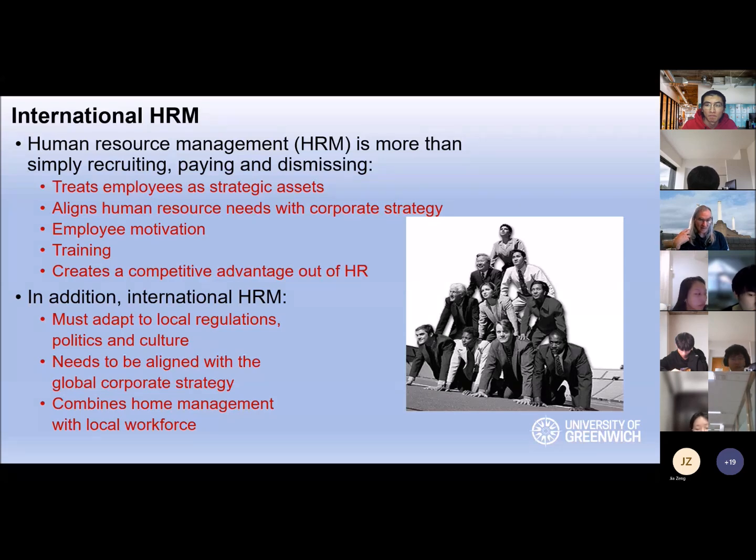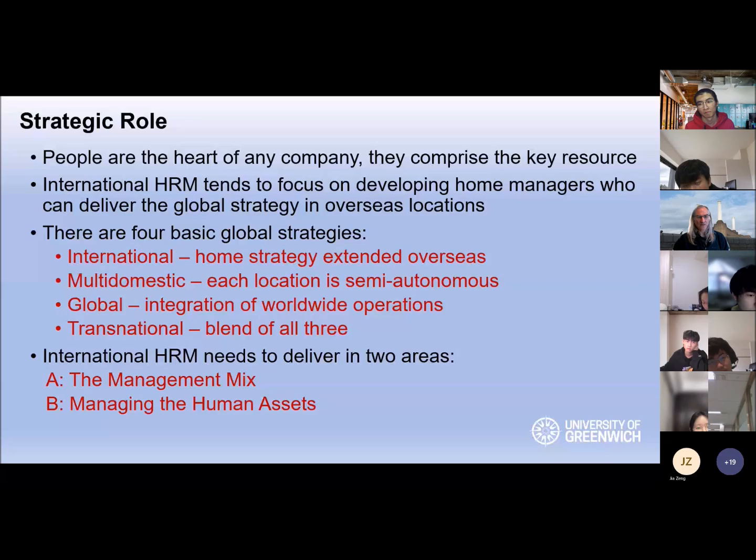International HR is exactly the same thing, but it's about adapting to local regulations, local differences, and aligning the workforce and more particularly the management, the international management, with the international strategy. It's not so much to do with the local workers. That tends to be a local problem. Local workers don't get transferred, generally speaking, to international locations, but managers are. So HR needs to look at the needs of an international company for international management. So very much a strategic role.